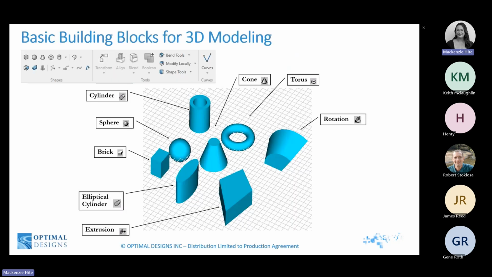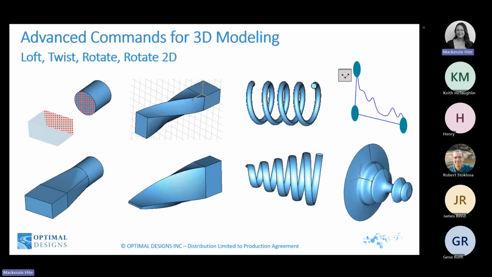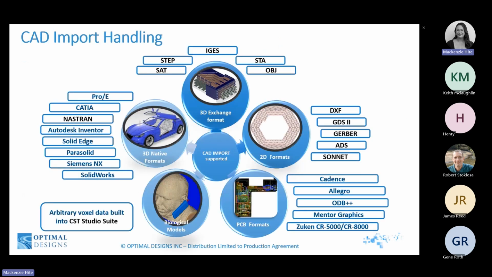Although CAD integration will be discussed next, CST does include an advanced 3D modeler with standard primitives as well as sophisticated geometry commands. Some of these geometry commands include the loft, twist, spiral, and arbitrary 2D rotation. CST allows for seamless integration with a broad selection of CAD systems, including SOLIDWORKS, CATIA, STEP, OBD, and more.